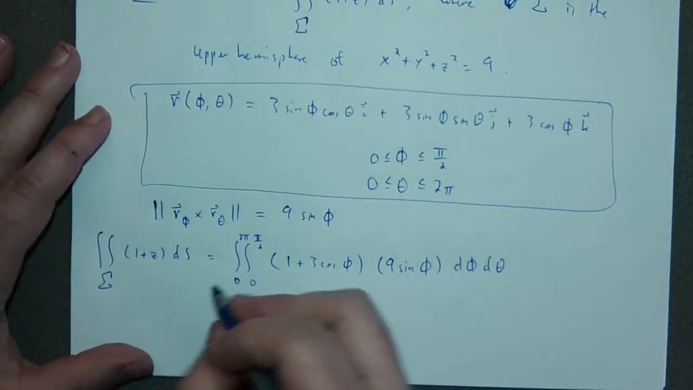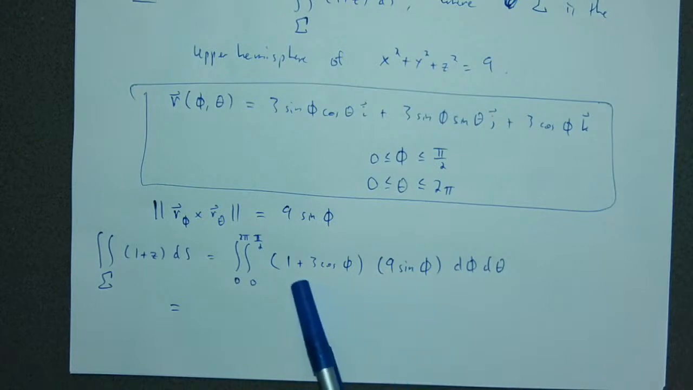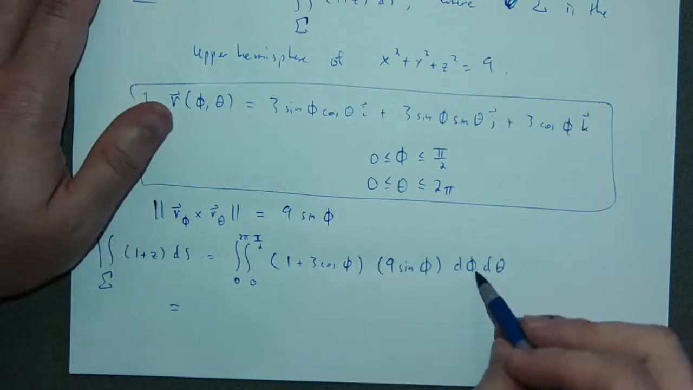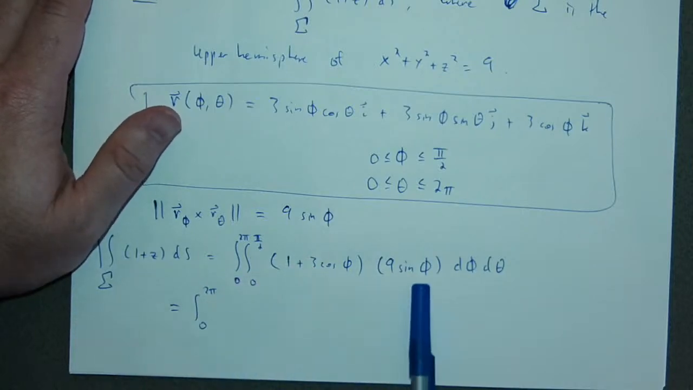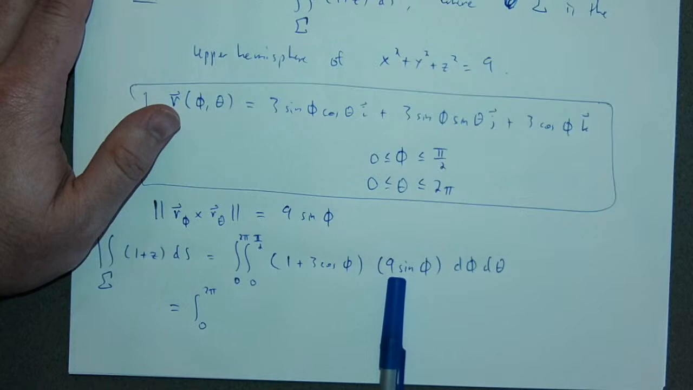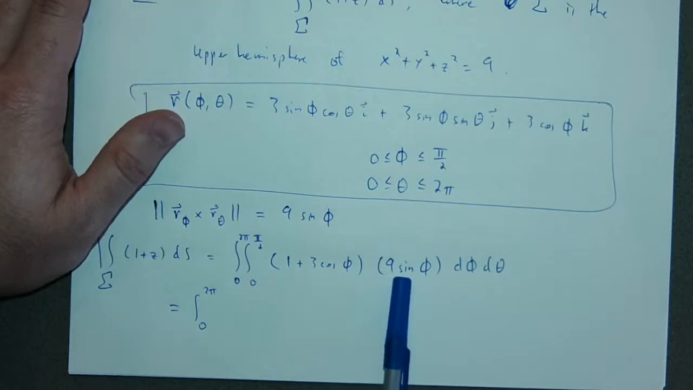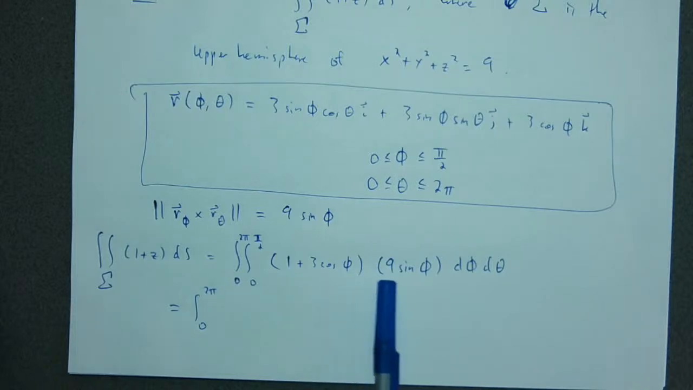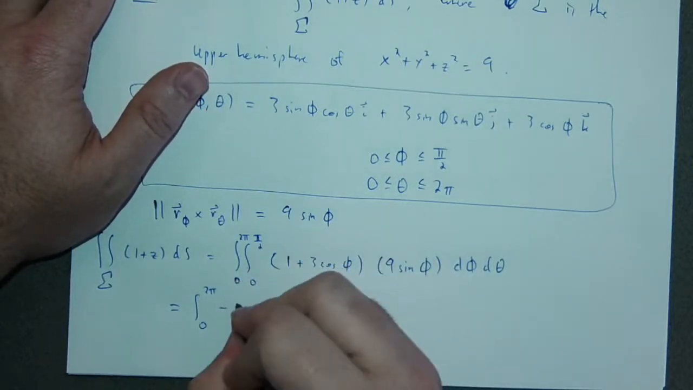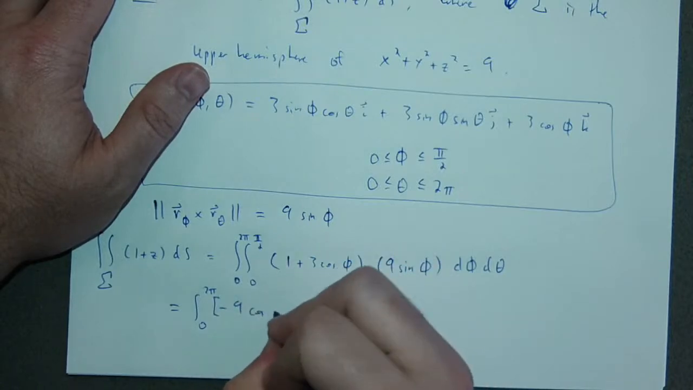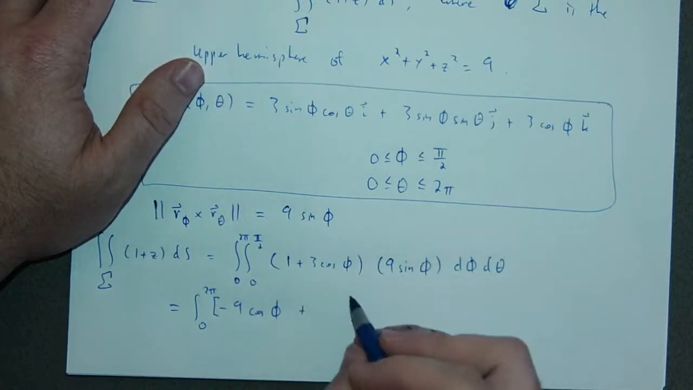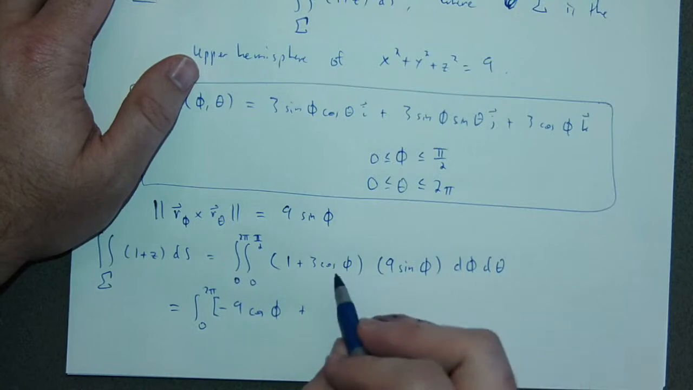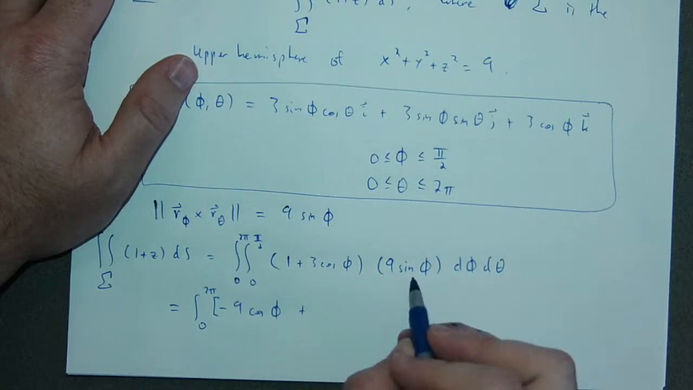So this is an integral that I can do term by term here. So the first term is going to be 9 sine phi. I can just go ahead and do the integral with respect to phi here. So this is integral from 0 to 2 pi. The first integral is going to be the integral of 9 sine phi. So what's that going to be? So integral of 9 sine phi is going to be minus 9 times cosine phi. All right, plus the integral of 27 cosine phi times sine phi.